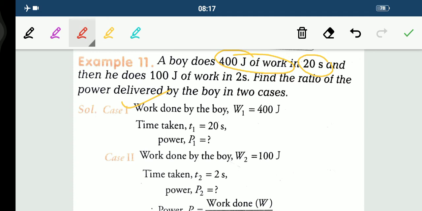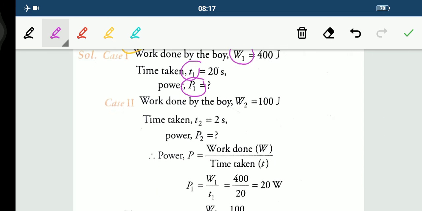So a boy does 400 joule of work in 20 seconds, and then he does 100 joule of work in 2 seconds. We are told to find the ratio of the power delivered by the boy in both the cases. Fine children, so we have 2 cases here. It means we'll have W1, T1 and P1. Similarly, talking about the second case, that is W2, T2 and P2.